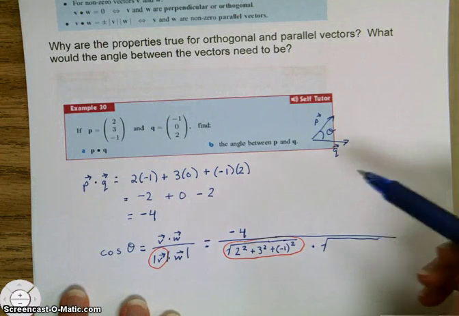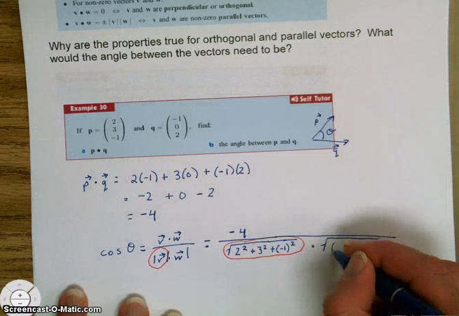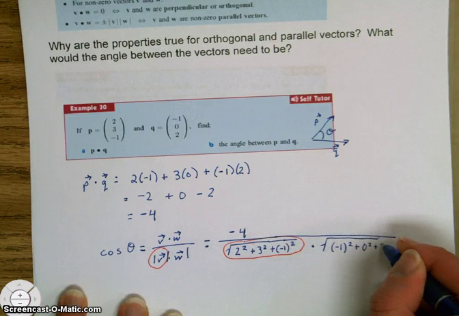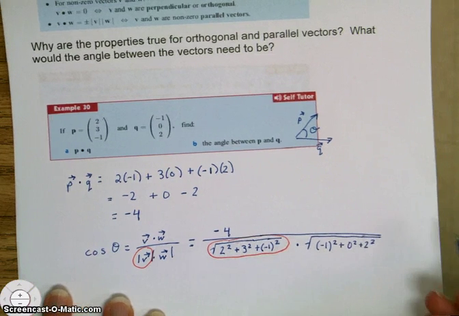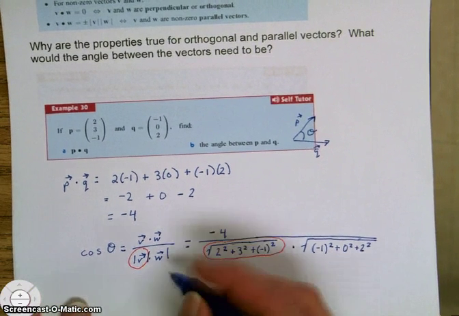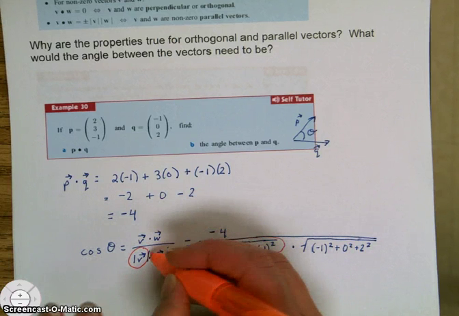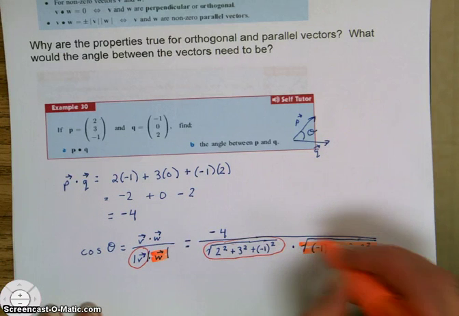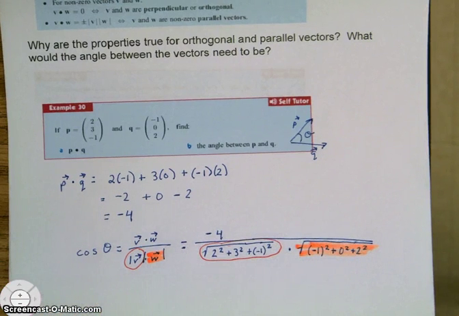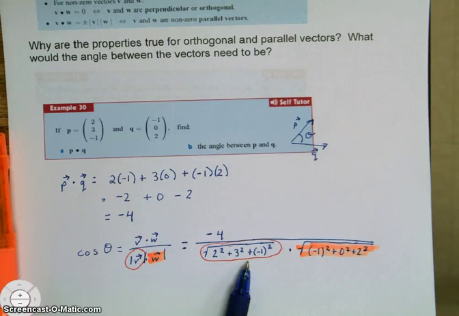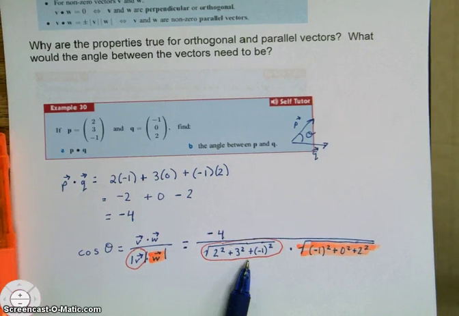So I'm going to do the same thing with Q over here: square root of negative 1 squared plus 0 squared plus 2 squared. This part is telling you how long that vector is. So really, I just need to simplify this, because then I'll know what the cosine of theta is. Then I can just do the inverse cosine, and I've got the angle.